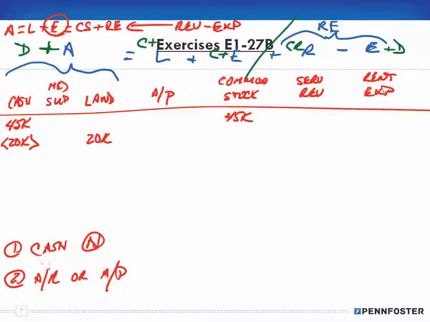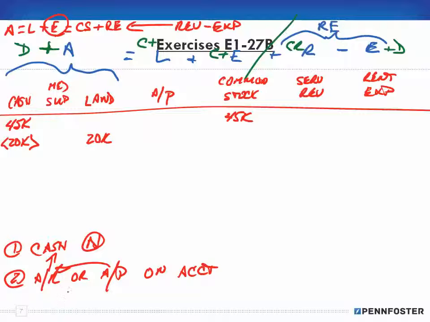If it's an accounts receivable, I treat it the same way as cash. If it's an accounts payable, then I treat it the opposite of accounts receivable. Because why? They're two sides of the same coin. They're both on account. The only difference being is receivable is when somebody owes you, you're extending them credit, and accounts payable is when you owe somebody else. They extended you credit.